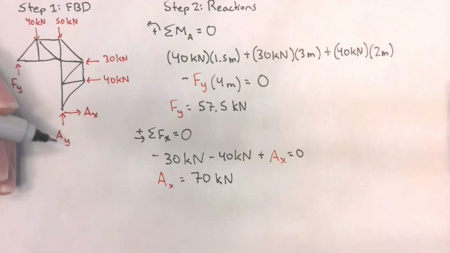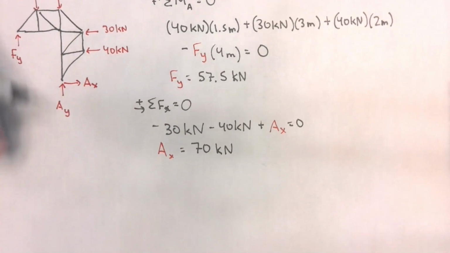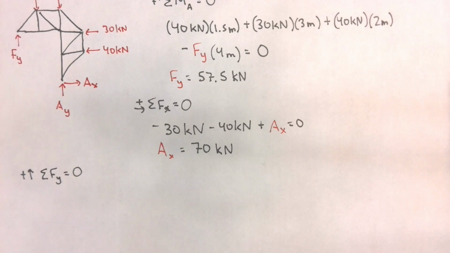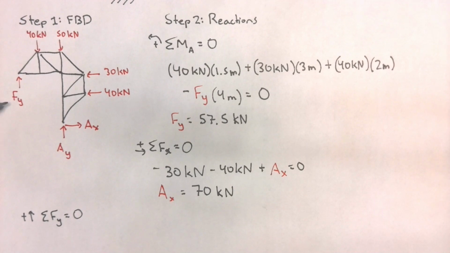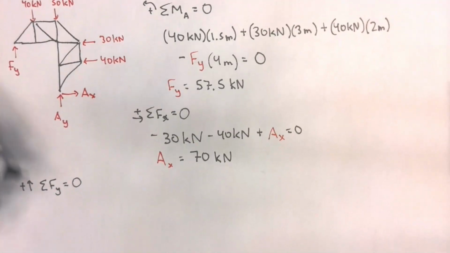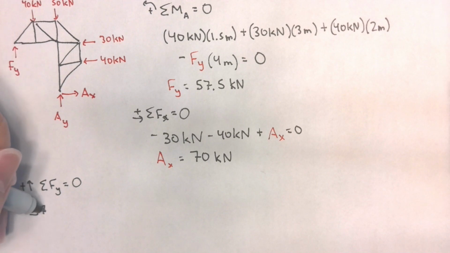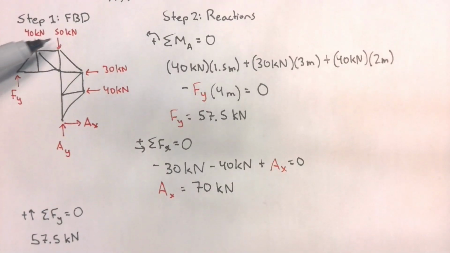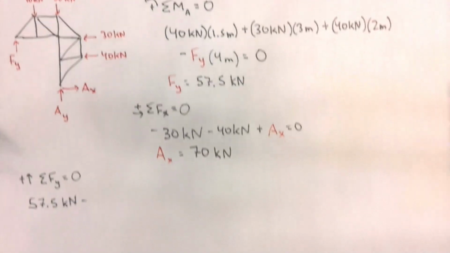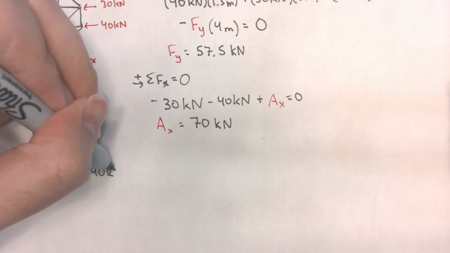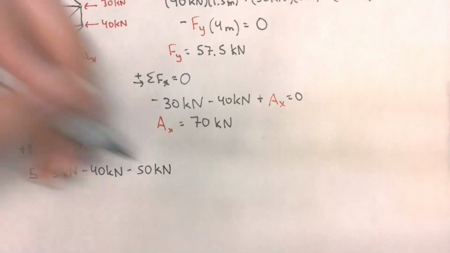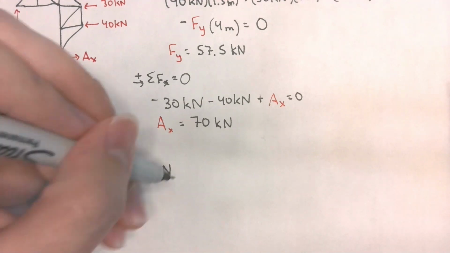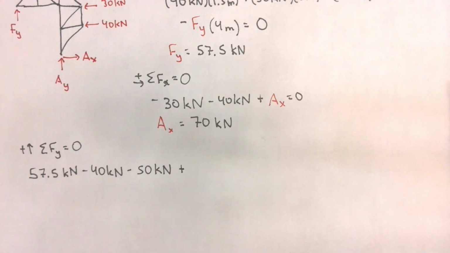And now I can finally use my sum of forces in the y direction. So sum of forces in the y direction equals 0. In the y direction, I have my Fy, which I already found, 57.5 kilonewtons. I have negative 40 kilonewtons, negative 50 kilonewtons. And I have an unknown force Ay, and I'm assuming that it's positive, so I'm just going to give it a positive value, plus Ay.